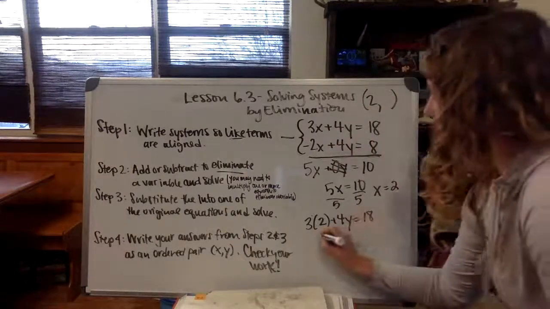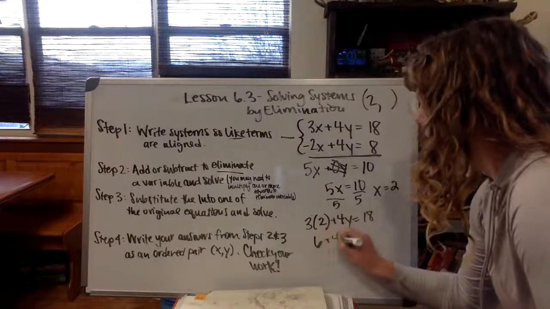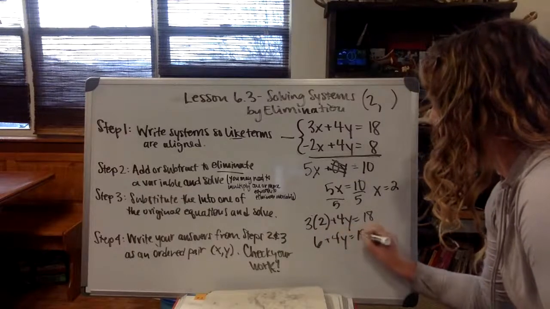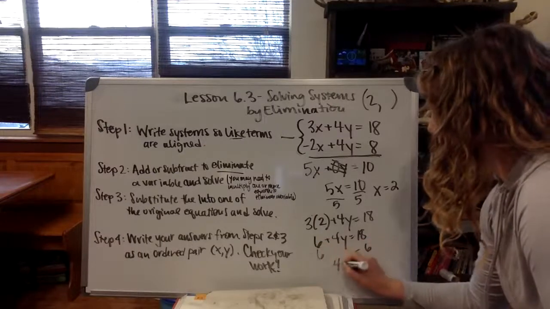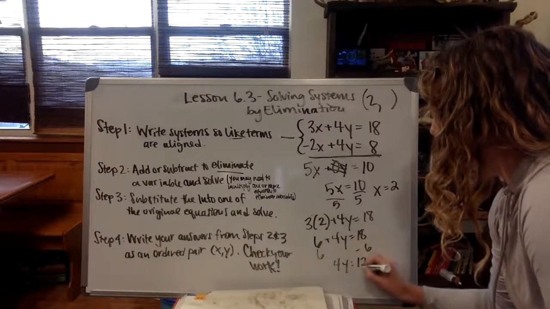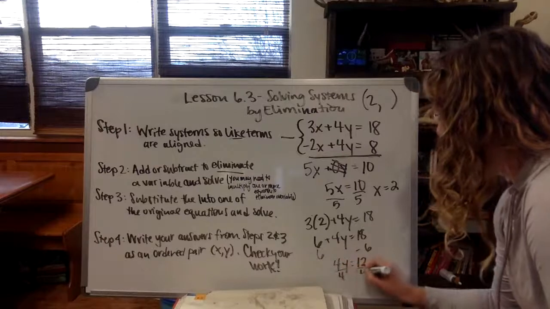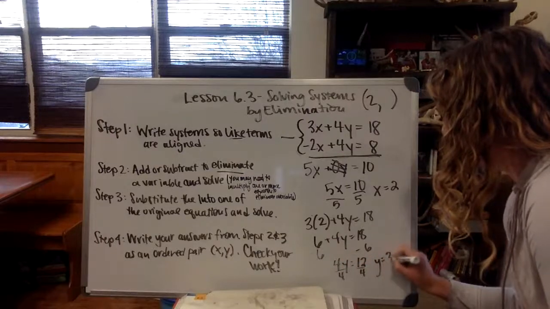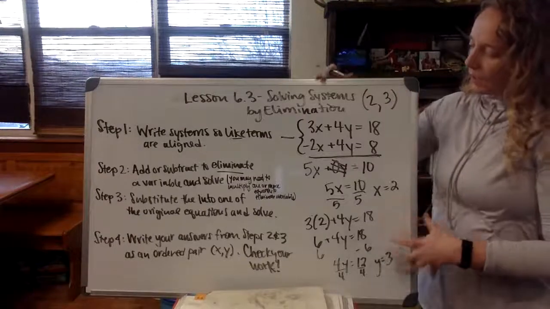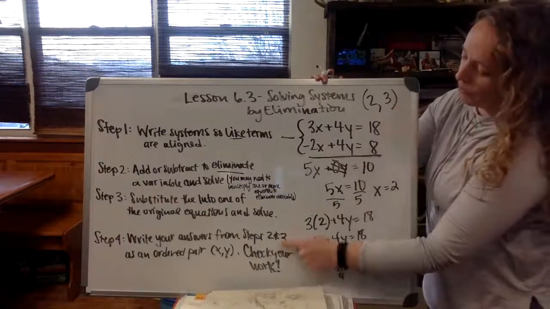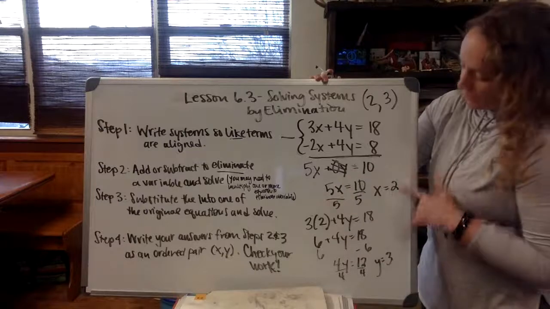So 3 times 2 is 6, plus 4y is equal to 18. Subtract 6, we get 4y is equal to 12, divide by 4, divide by 4. I get y is equal to 3, and I can put that up here. Now I've created my ordered pair. I've done step 4, and now I need to check my work.